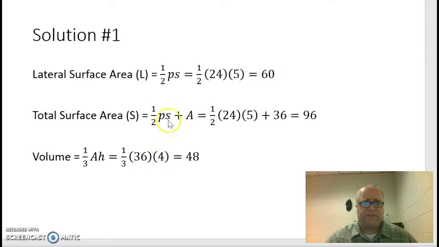The total surface area is just that lateral surface area, which is 60, plus the area of our base. And we said that was a square with a side of 6, so the area is 36. So that would be 60 plus 36, which is 96. And the volume is 1/3 times the area of our base, which we've already determined is 36, times our height or altitude, which is 4. So 1/3 of 36 is 12. 12 times 4 is 48.